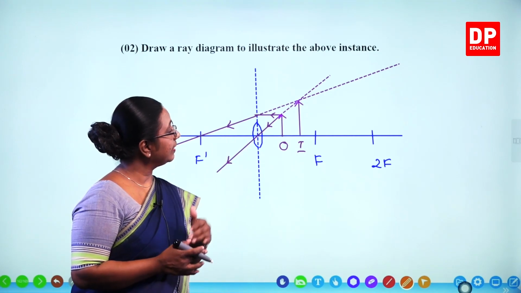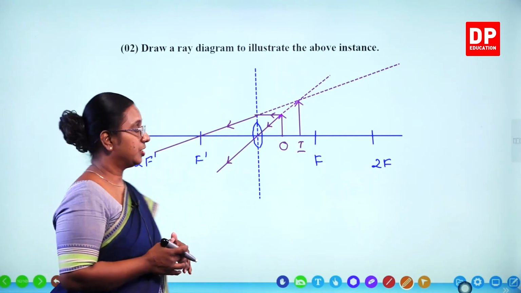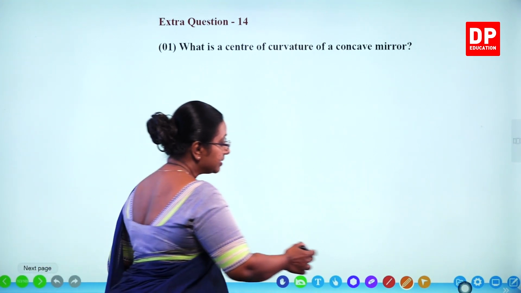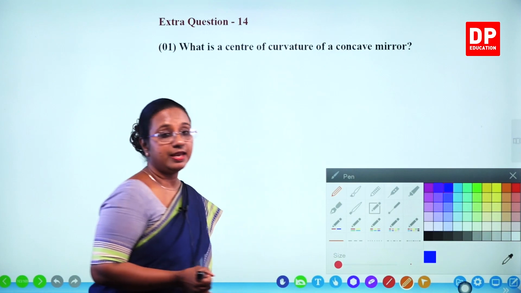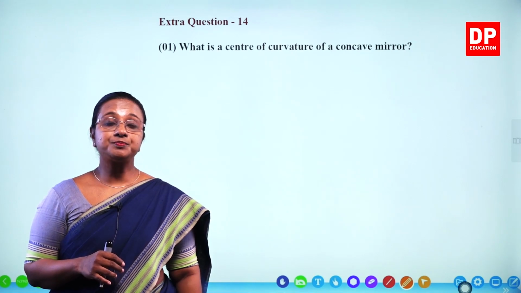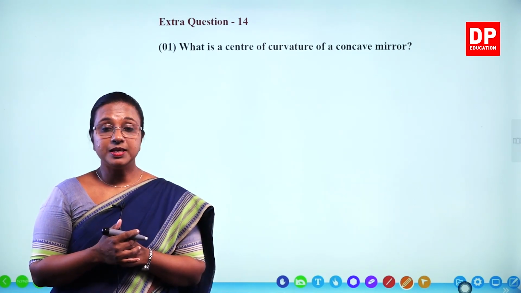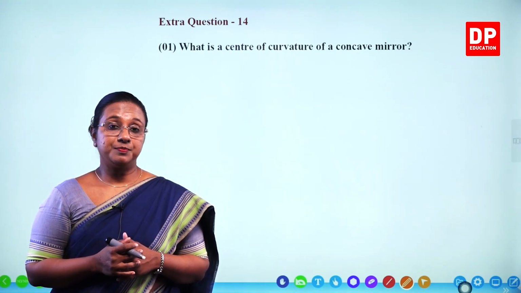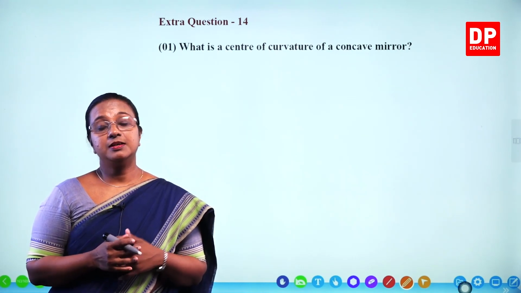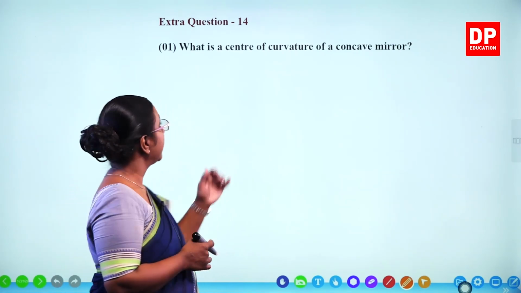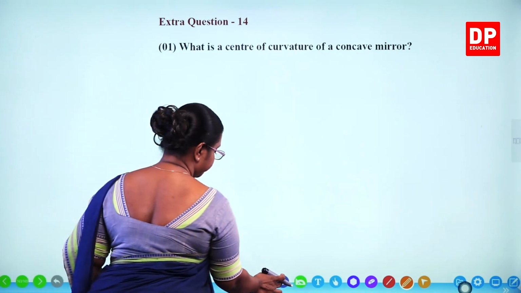So now we will move on to the next question. Extra question 40. What is the center of curvature of a concave mirror? Can you all remember that? How do we get a concave mirror? We take a hypothetical sphere, and from the hypothetical sphere we take part of the mirror. So the center of that sphere is the center of curvature of a concave mirror. So that is what we have to write here.